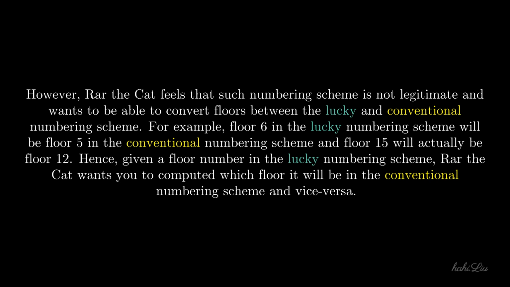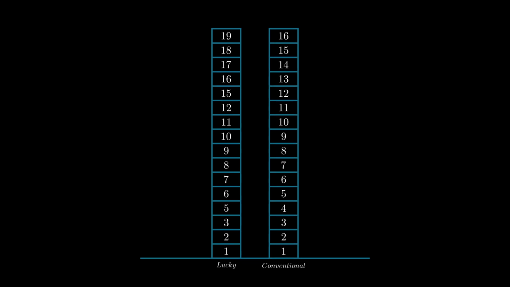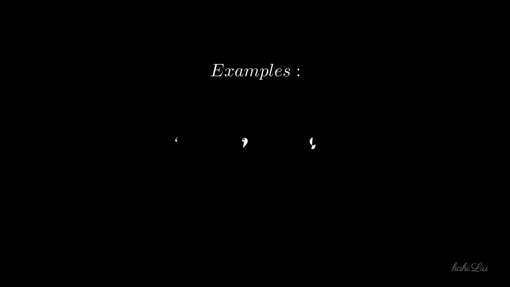For example, floor 6 in the lucky numbering scheme will be floor 5 in the conventional numbering scheme, and 15 will be converted to 12 respectively. This is what we have, a lucky numbering scheme and a conventional numbering scheme. When we convert a number from lucky to conventional, if that number contains 4 or 13 as substrings, we return -1, because they are not in the lucky numbering scheme. What about other cases that contain neither 4 nor 13?